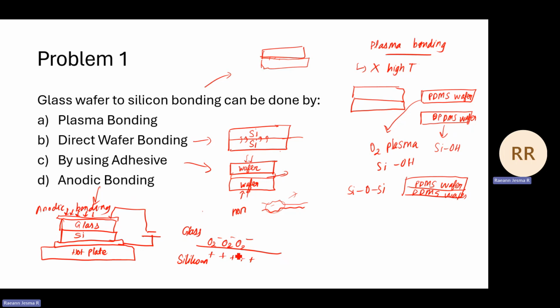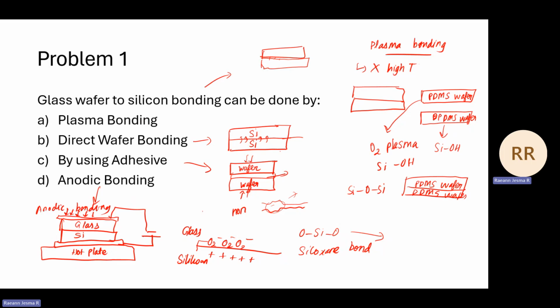So when we are supplying high temperature by using the hot plate, and we are also giving a large amount of force so that proper contact is made, then the O2 minus ions will form a bond with silicon ions. And the kind of bond that forms is Si-O-Si. This bond is also called a siloxane bond. It is a very strong bond, and this type of bonding becomes permanent bonding.